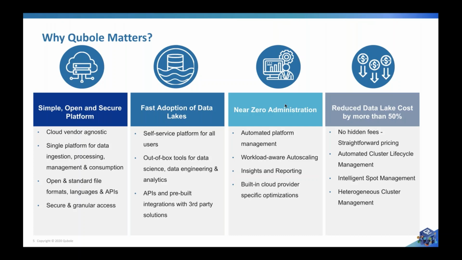Building provider specific optimization. Those are specific to, let's suppose, Spark based optimization where we can do fast writes. Those are something which are available. And in Presto, we have something, Rubix cache, which is specific to Presto. That's one. Then we have reduced data lake cost by more than 50%. That is what we have seen in most of the organizations where Qubole is being used as compared to other ecosystems. Yeah.